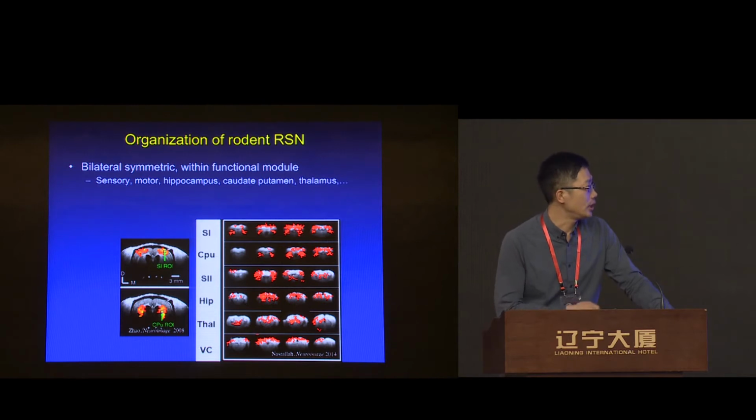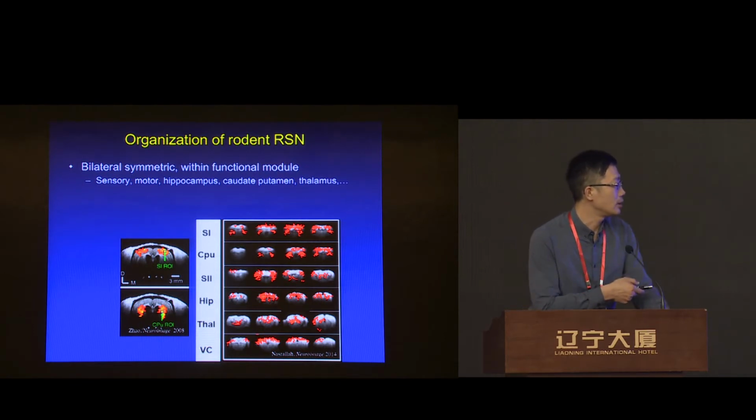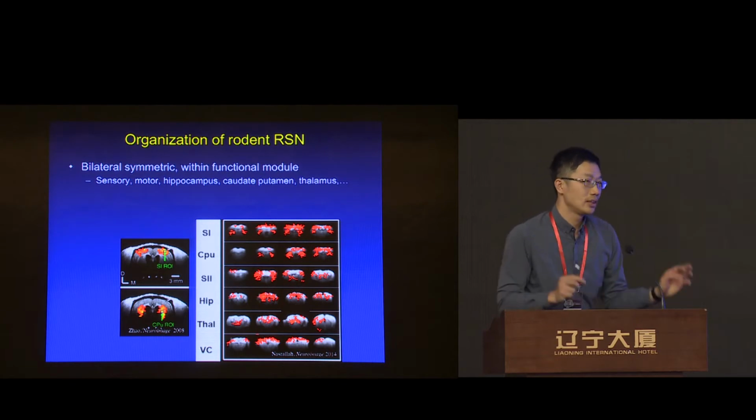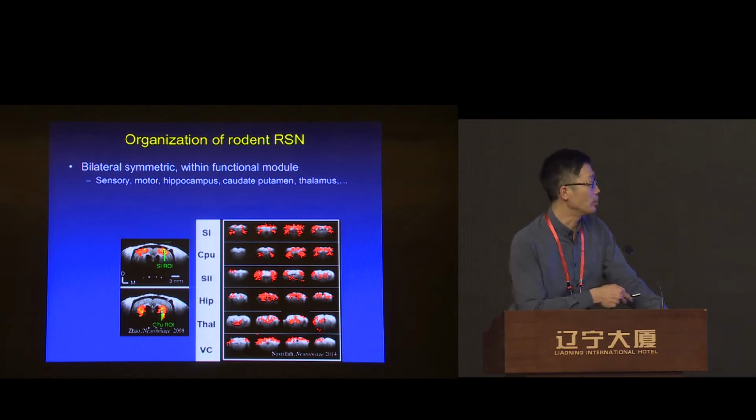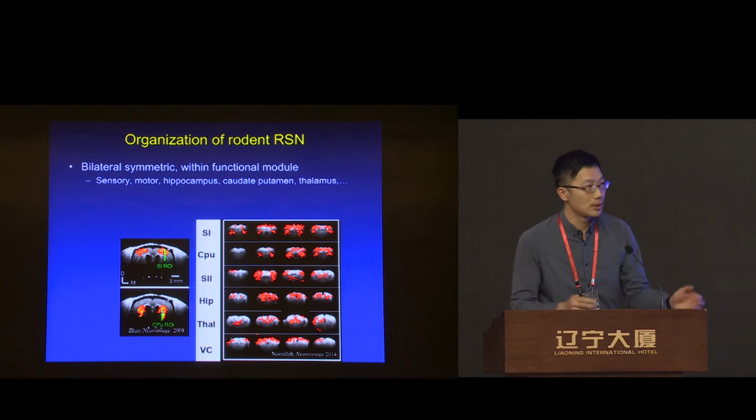Unlike human studies, the resting state network in rodents was only established in the past 10 years. This is the first work on the rat resting state network. They show a very classical bilateral connectivity in the somatosensory area and the striatum. We also demonstrated the first mouse resting state network that shows bilateral symmetric connectivity in the sensory cortex, subcortical, striatal, hippocampal, thalamus, and also visual cortex. So this is very exciting. We see a similar organization.